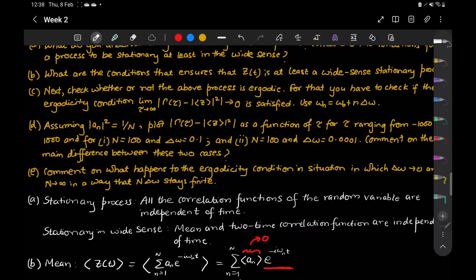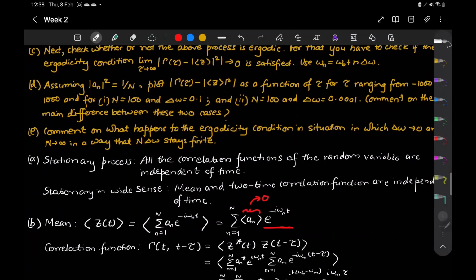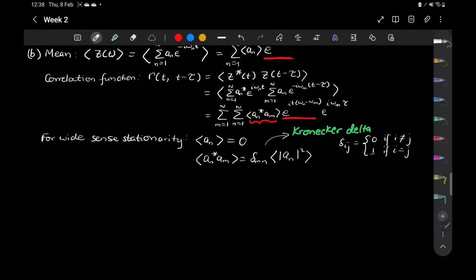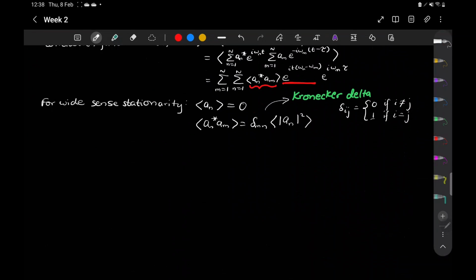The next part is to check the ergodicity condition. Let us start with that.